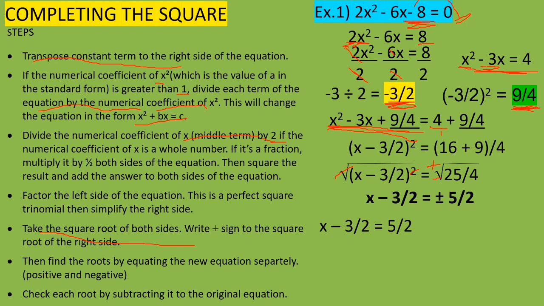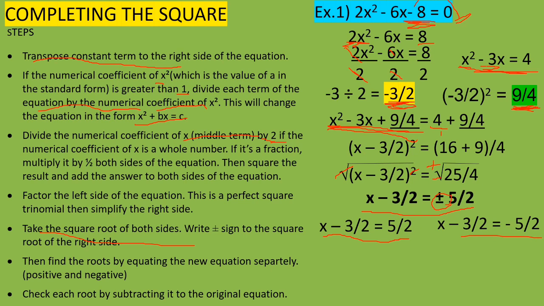So, pwede na nating isimplify ito para makuha natin ang value ni x. Paghiwalayin natin ang plus minus dito. So, una, meron tayong x minus 3/2 is equal to positive 5/2. And the other one is x minus 3/2 is equal to negative 5/2. Then, simplify na natin itong dalawa. Una po. So, eto muna ang gagawin natin.